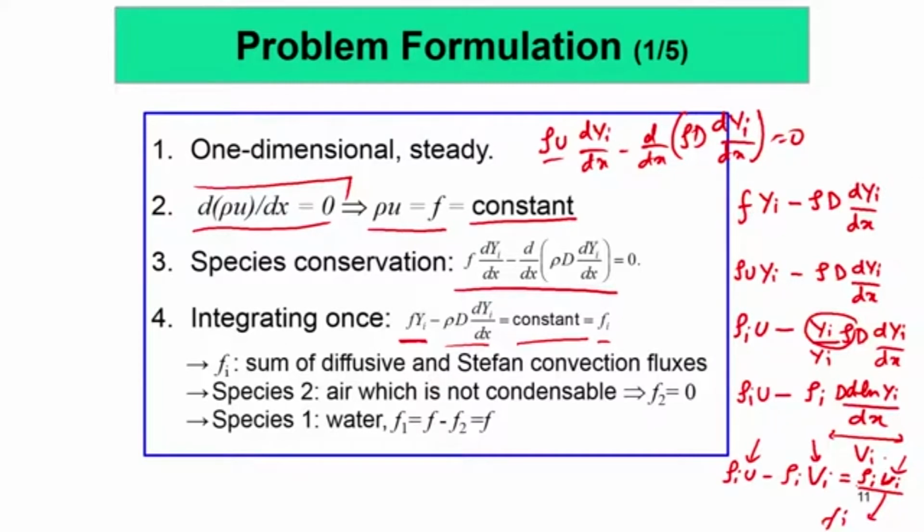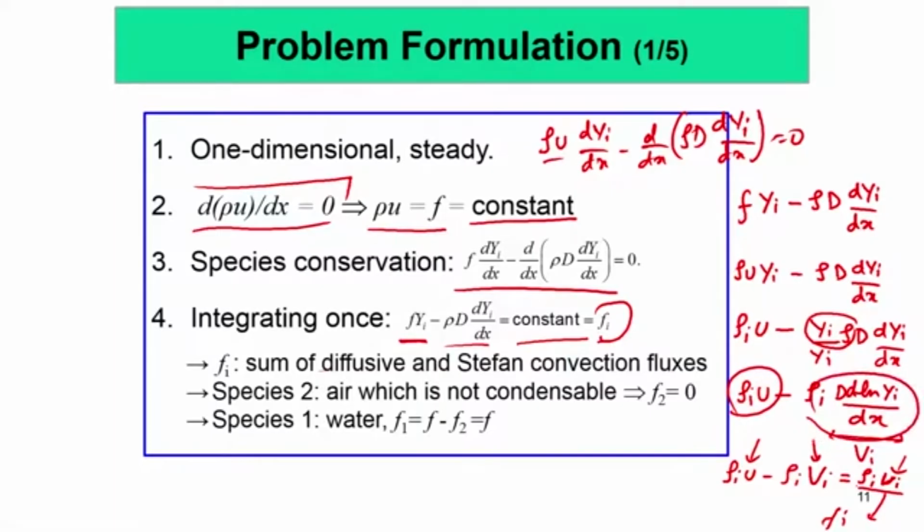So that is why, when you take the sum of these two things, the constant that you get is nothing but the species flux, which is fI. So fI is essentially the sum of the diffusive and the Stefan convective fluxes. This is the Stefan convective flux and this is the diffusive flux. So this is the sum of these two.